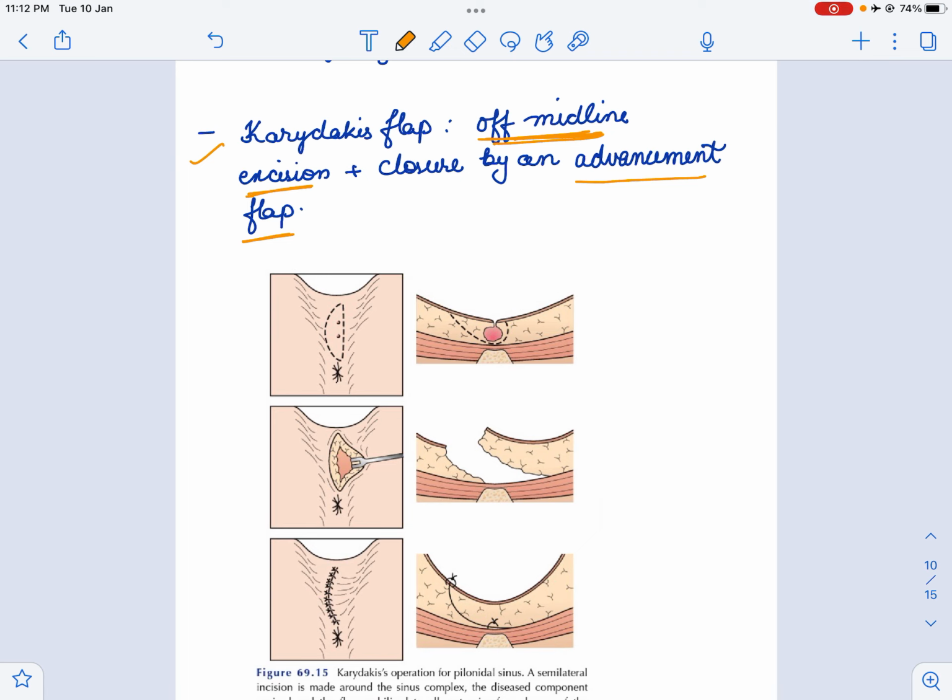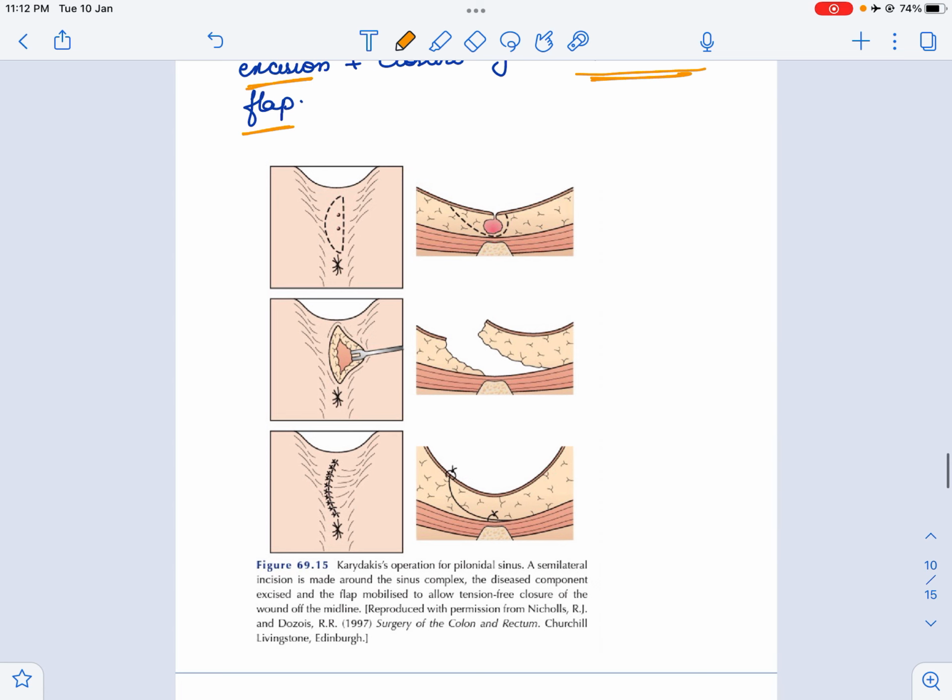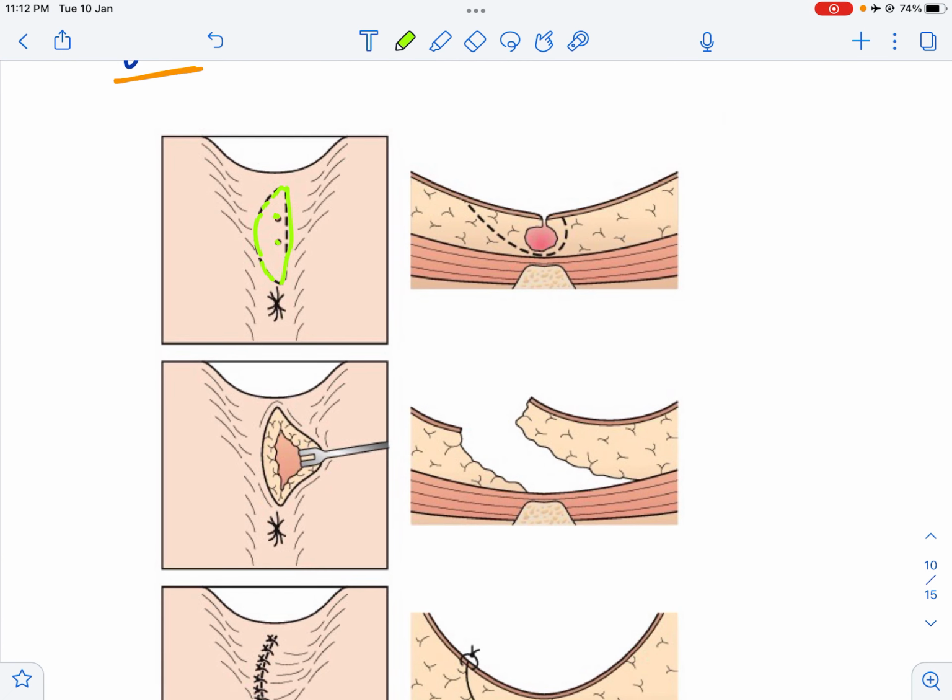If it was a rotational flap, it is called a Limberg flap. If it is an advancement flap, then it is a Karydakis flap. As you can see in this diagram, these openings are the parietal sinus, and this dotted line indicates the site of the incision. This is a view from on top and this is a cut section.